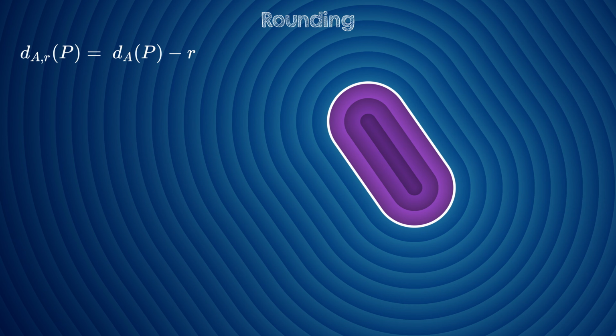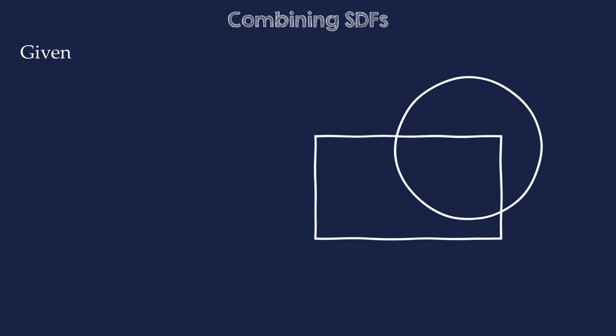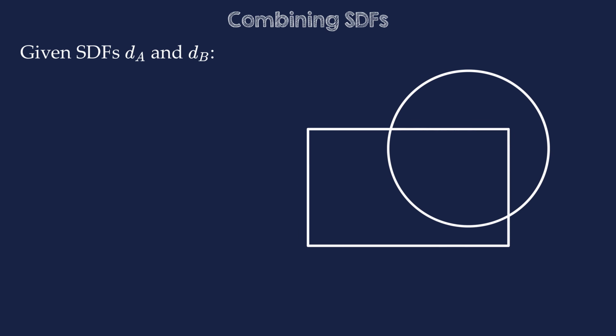There are more ways to manipulate individual signed distance functions, especially in 3D. Next, however, I want to talk about how to combine them. Take these objects here with SDFs dA and dB. We might be interested in the SDF of their union. Consider an arbitrary point. One of the two parts is closer than the other, so that must be the distance to their union too.